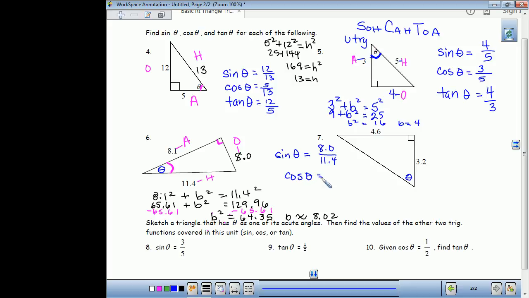Cosine of theta, adjacent over hypotenuse, 8.1 over 11.4. And the last one, tangent, opposite over adjacent. So it would be 8.0 over 8.1. Now, usually we don't leave decimals and fractions, but it's okay on this problem.